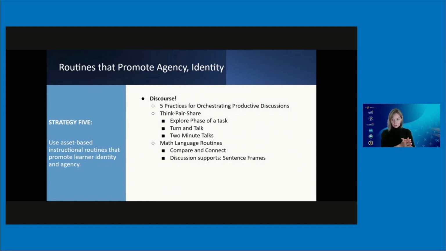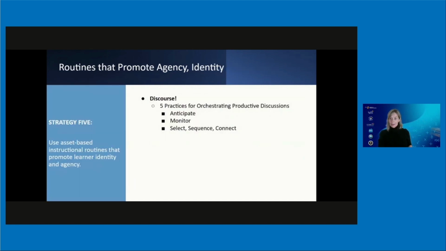One of the biggest routines, I think, and really the 5 practices are a culmination of a bunch of routines, is that when you're using the 5 practices for orchestrating discussions, you want to think about how we are going to anticipate. So what are the strategies that students are going to bring to the table? And also, what misconceptions are common? And then also, what are different ways that I can be thinking about, as the teacher, that I'm going to select students to bring out a lot of different ideas?